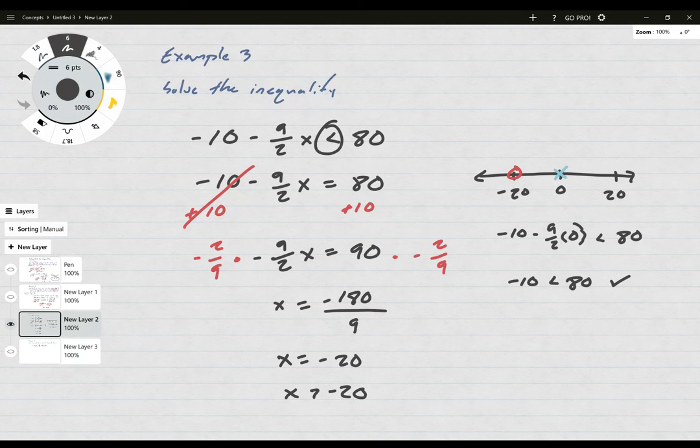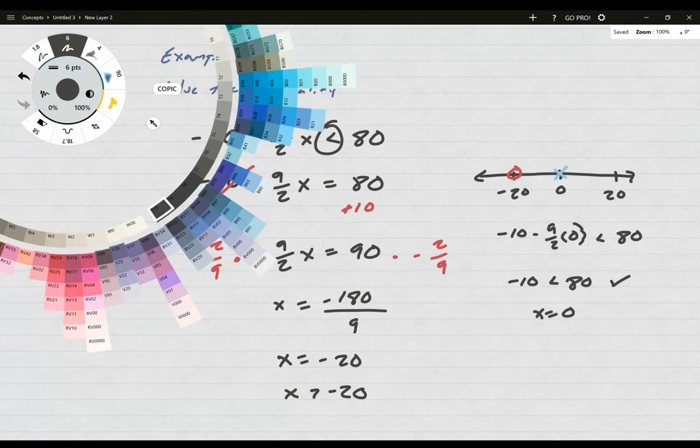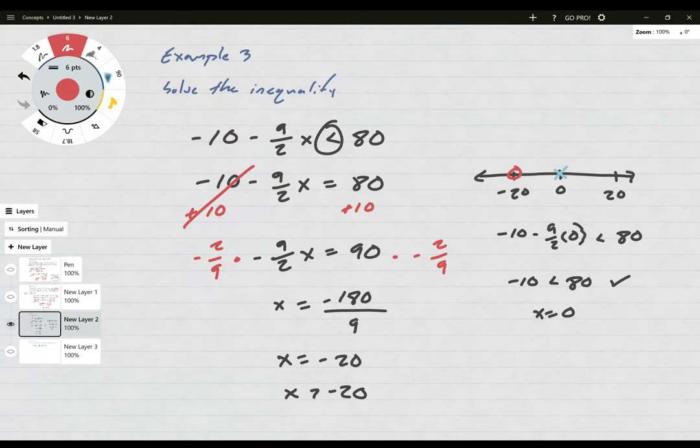So when x equals 0, that is also true because we just proved that negative 10 is less than 80. So we know that if 0 is true, then it's going the opposite direction. So x definitely has to be greater than negative 20.